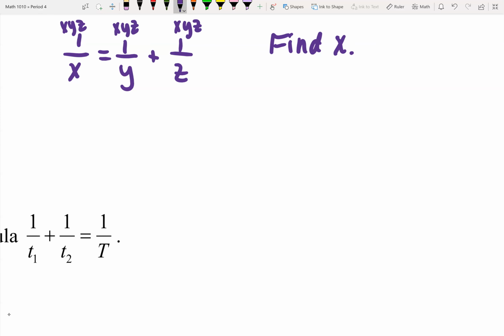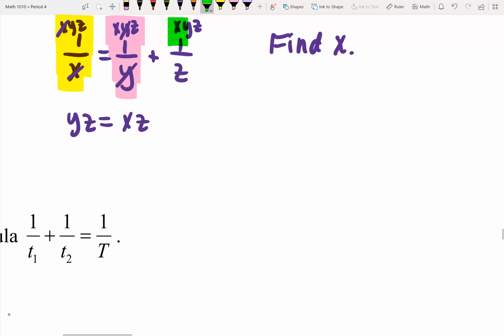Do you understand what I just did? Okay. This fraction right here. The x cancels with the x. 1 times yz is yz. This guy right here. The y cancels with the y. 1 times xz is xz. This guy right here. The z cancels with the z. 1 times xy is xy.